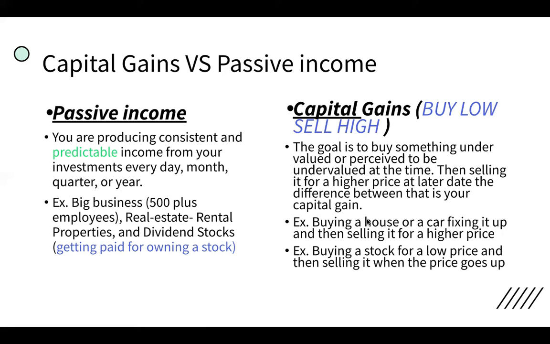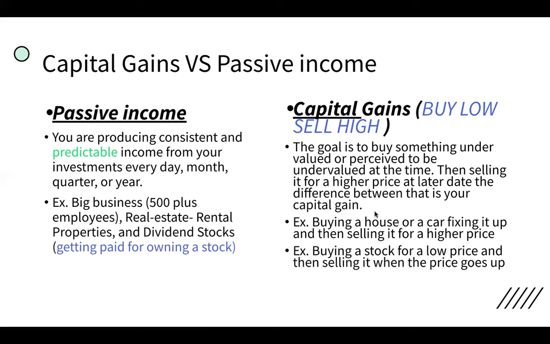The same can be said for a house. You buy a house for $200,000. It took you $50,000 to fix it. You sold the house for $500,000. 500,000 minus 250 is 250. So you made $250,000 as capital gain.